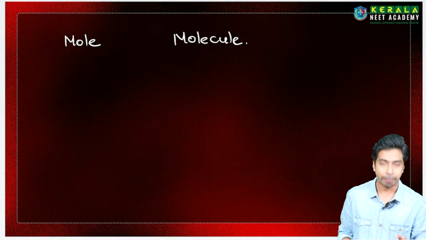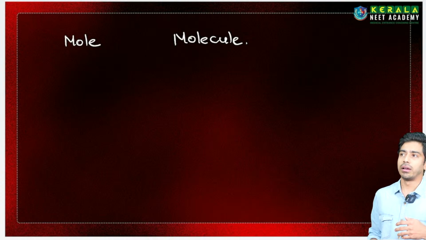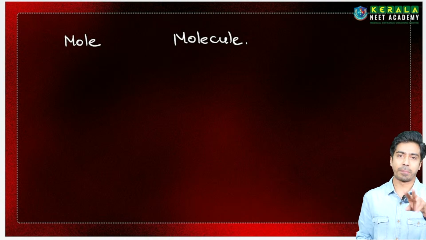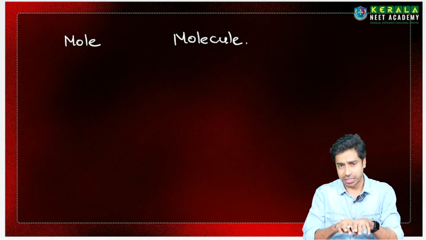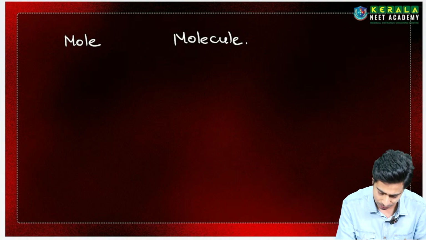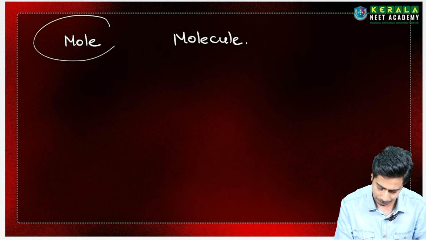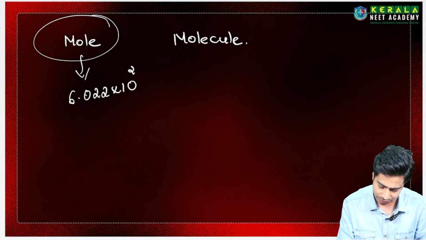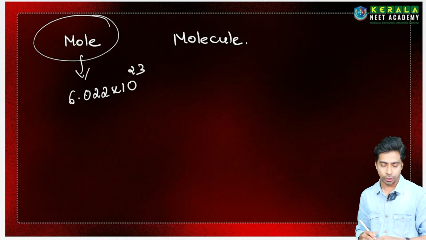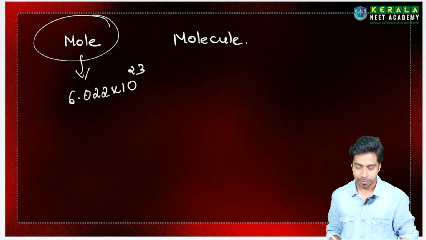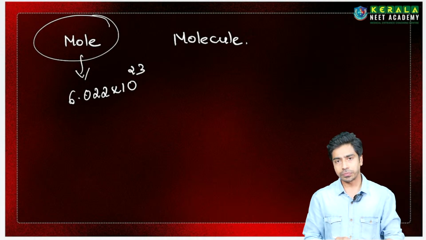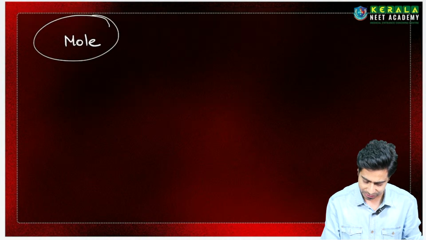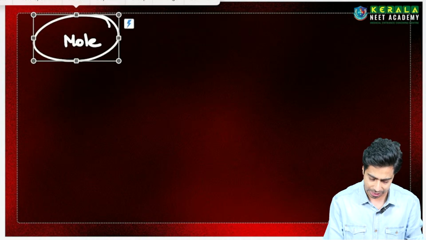Mole is a number, like we say one dozen, and one dozen is 12. One pair represents 2. And we have a very large number which is called 1 mole, and 1 mole represents 6.022 into 10 raised to 23. That represents 1 mole, and now we'll see how they are converted. So mole means it's just a number, and molecule means it's like a particle.